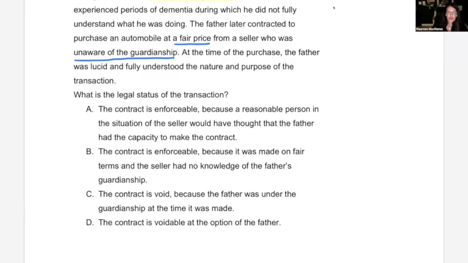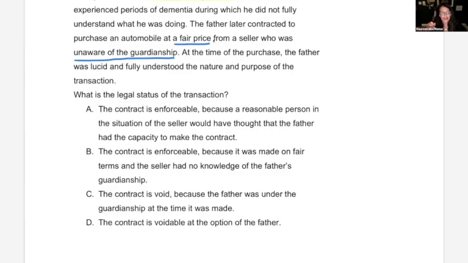So the contract is enforceable because a reasonable person in the situation of the seller would have thought that the father had the capacity to make the contract. Fair. This is something that comes up a lot. It's really logical and enticing, if you're like, yep, logically that would make sense. But we're not saying what is logical and what makes the most sense on the bar. We're saying, what does the law say you have to do? And the answer here is that it's not enforceable. So it's super tempting here.